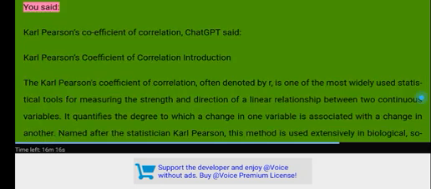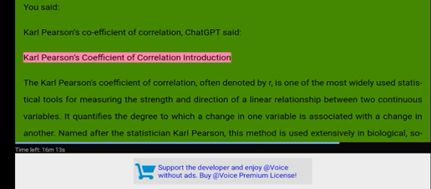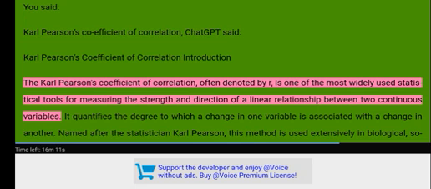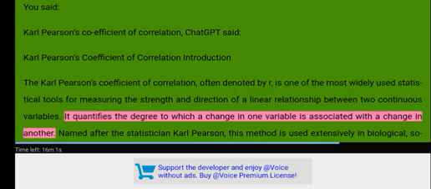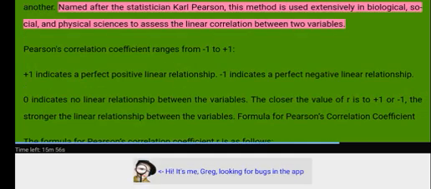Karl Pearson's coefficient of correlation. Introduction. Karl Pearson's coefficient of correlation, often denoted by r, is one of the most widely used statistical tools for measuring the strength and direction of a linear relationship between two continuous variables. It quantifies the degree to which a change in one variable is associated with a change in another. Named after the statistician Karl Pearson, this method is used extensively in biological, social, and physical sciences to assess a linear correlation between two variables.